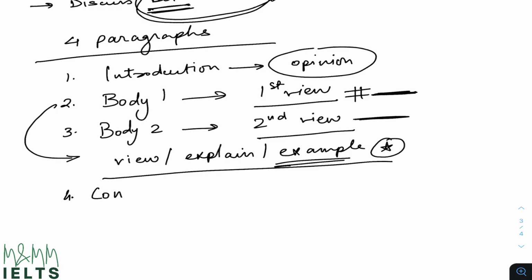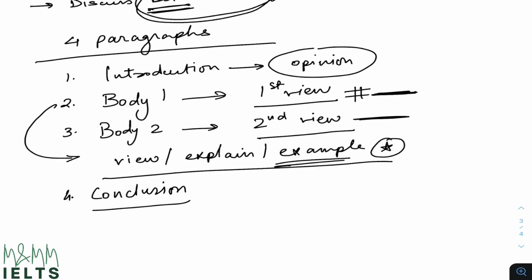And the last paragraph is nothing else but conclusion. Again, it should be short, straightforward, to the point, without any detailed description or explanation, without any examples. All you do is conclude your essay by paraphrasing your opinion, and that's how you complete your essay writing.